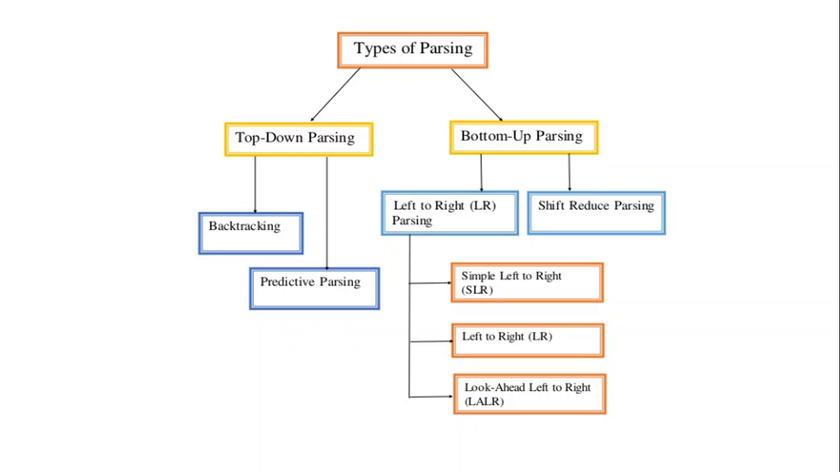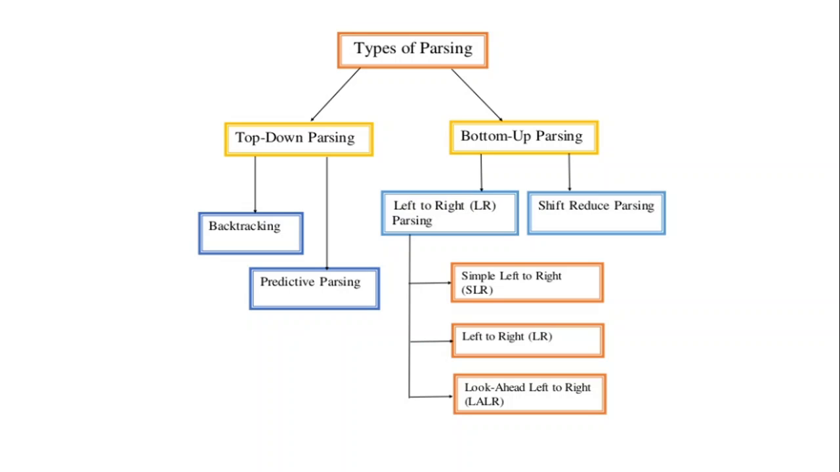Now TDP without backtracking is also called predictive parsing. In TDP without backtracking, the grammar should not have left recursion, and the grammar should not be non-deterministic. Backtracking grammar should not be ambiguous, or it uses brute force. For predictive parsing, the grammar cannot be ambiguous, and it should be a deterministic grammar.